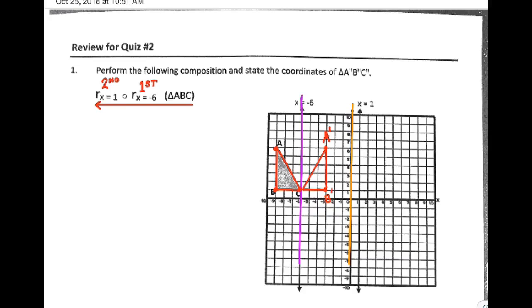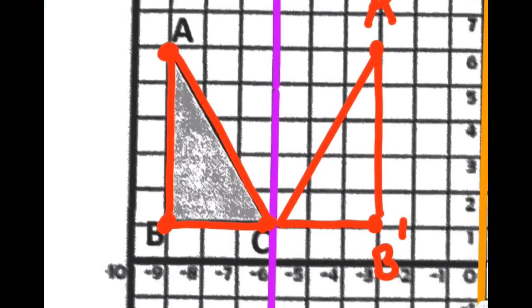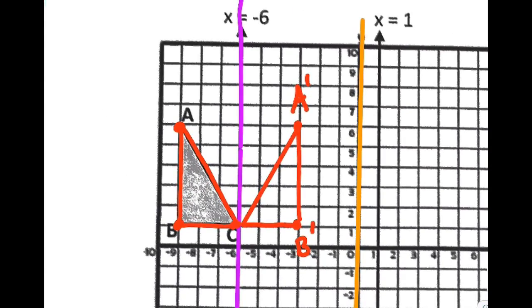Okay, quiz tomorrow on some basics of rigid motions: translations, reflections, rotations. And here's the first question from review for quiz number 2. All right, the first step in transforming triangle ABC is working backwards. You're going to reflect it over the line x equals -6. X equals -6 is the one that I outlined in purple.